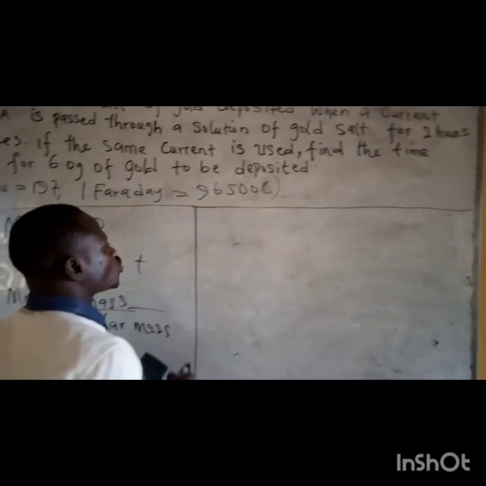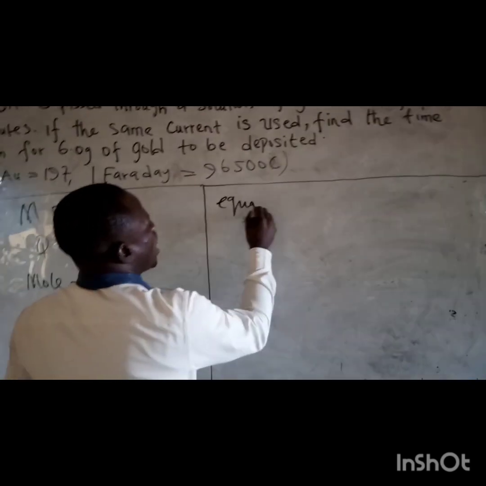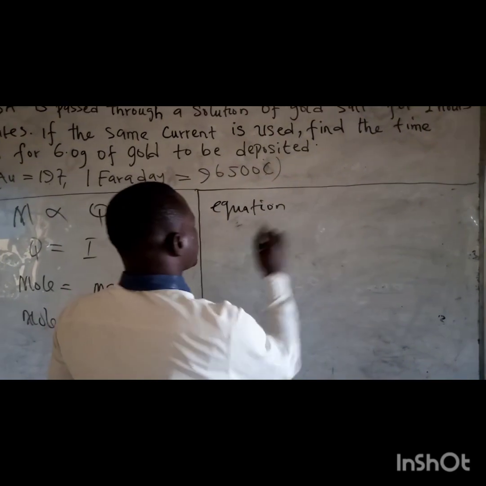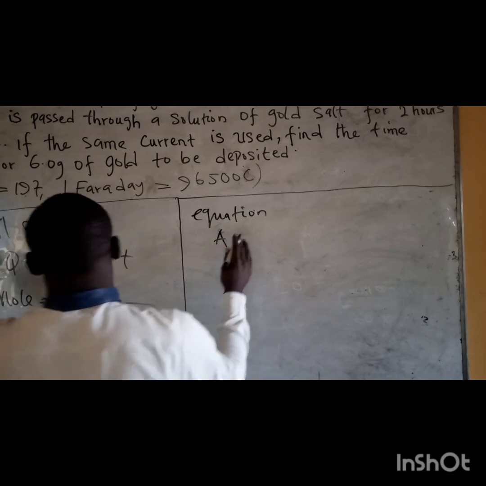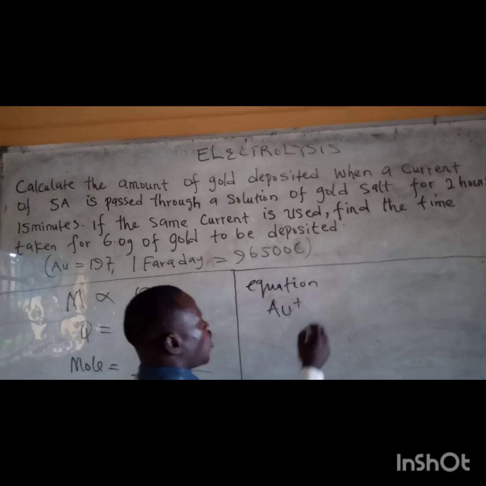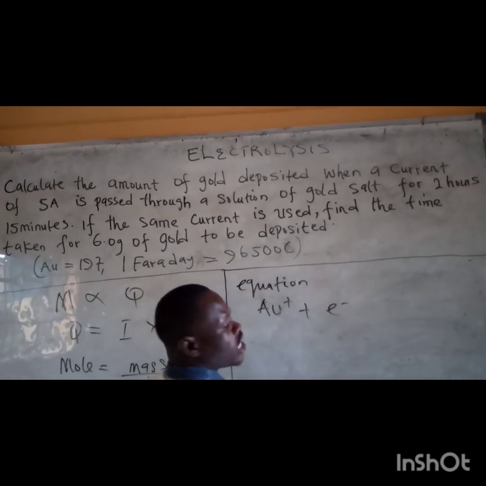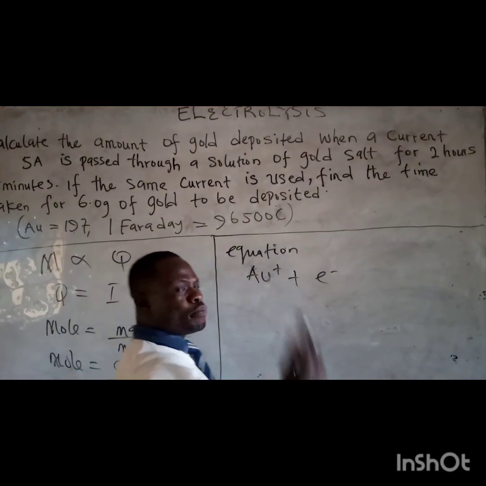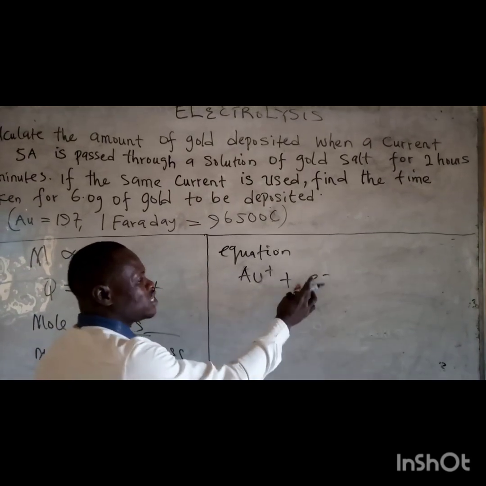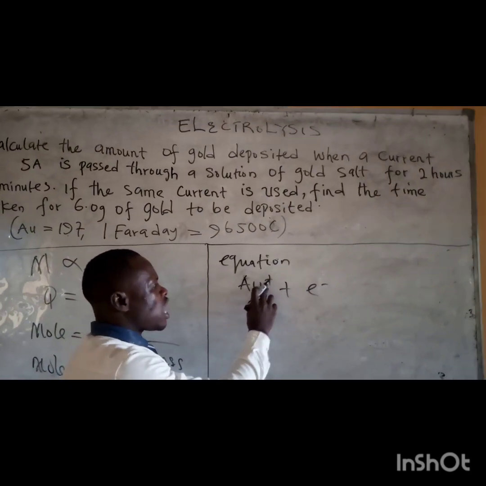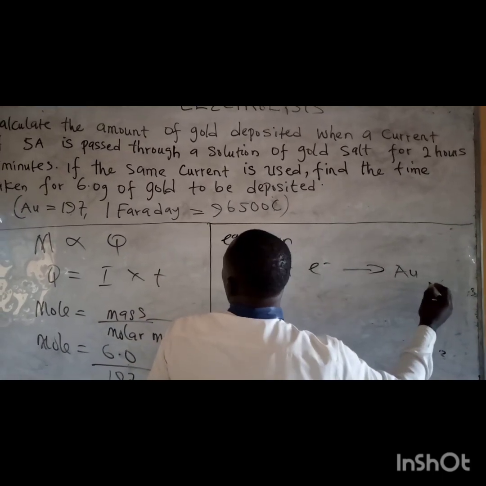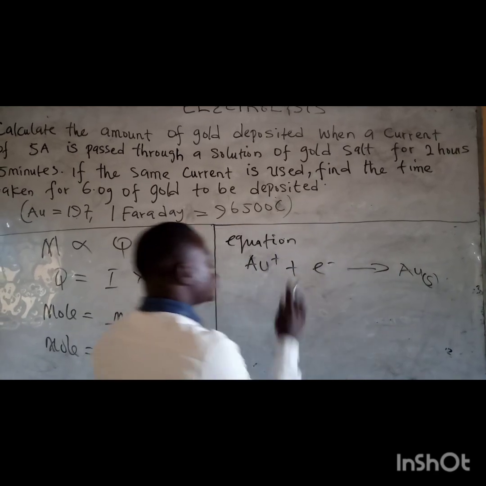Then the next step is the equation. The equation of the cathode reaction: gold has an oxidation number of 1, that is, the charge is 1 plus, so it takes a lone electron. If it is 2, like in the previous example we looked at, copper has 2, and that is why we have 2 electrons. But here, since it is a lone electron, we have only 1. So when you balance, gold is also solid. So here we have 1.